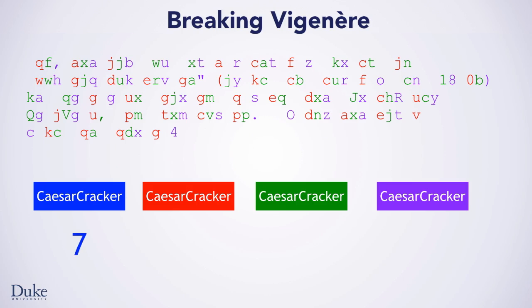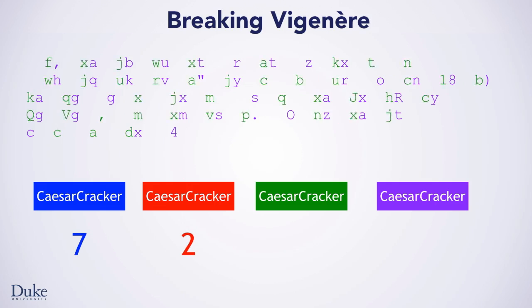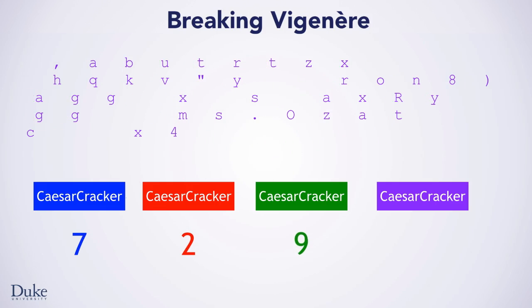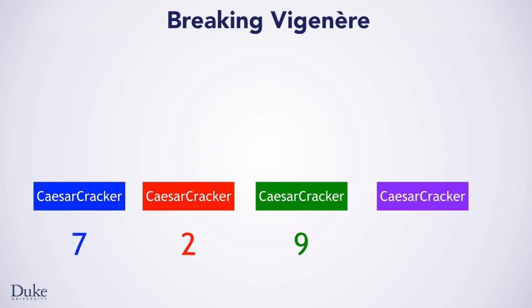These letters are basically just a message encrypted with a Caesar cipher, but they're spread out through the total message. Then you could do the same thing with the red letters to crack that part of the key, and similarly for the green and the purple letters. This is the conceptual idea of how to break a Vigenère. If you know the key length, you slice the string up and you break each slice using a Caesar cipher.